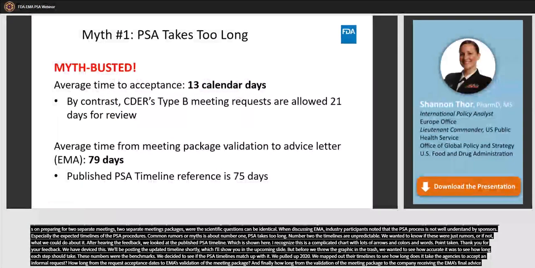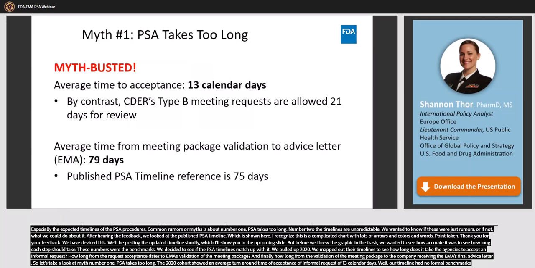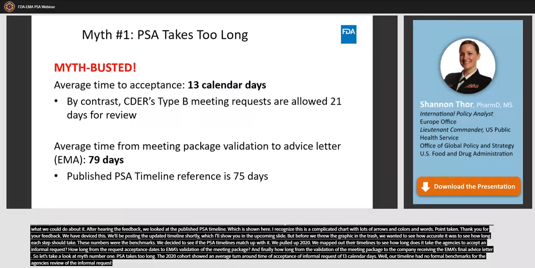So let's take a look at myth number 1, PSA takes too long. The 2020 cohort showed an average turnaround time of acceptance of informal requests of 13 calendar days. While our timeline had no formal benchmarks for the agency's review of the informal request, we hope that an average of 13 calendar days for the routing, review, and decision on a PSA request seems an agreeable timeframe to our stakeholders. And in fact, this turnaround time is quite a bit shorter than the 21 days allowed for a response to CDER's Type B meeting requests.